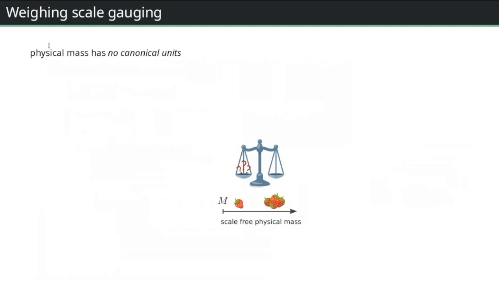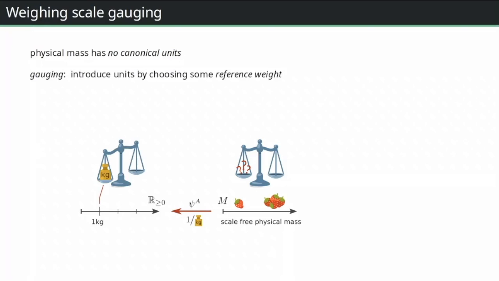Okay, maybe a very simple everyday example is the gauging of a weighing scale. The issue here is that we have a physical mass, but physical mass doesn't have numbers attached to it a priori. So you know that 4 strawberries are 4 times as heavy as a single strawberry, but you can't represent that numerically yet. If you want to do that, you have to choose a gauge, and we usually do that by measuring this weight relative to a reference weight.